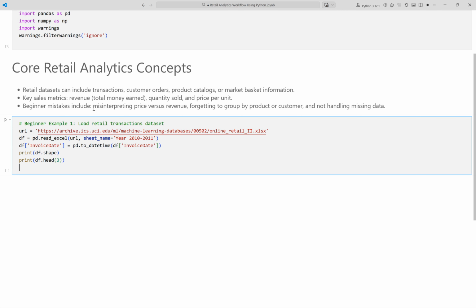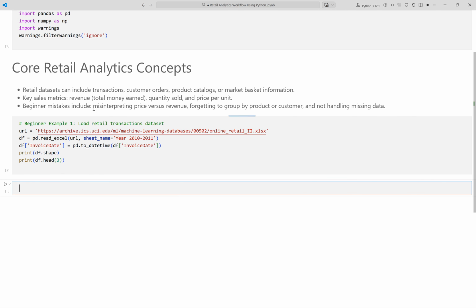Running the cell now. This output shows the initial loading of a large retail transactions dataset, with over 540,000 rows and 8 columns capturing key sales details like product codes, quantities, prices, and customer information. Notice the shape confirms a substantial number of transactions, while the preview reveals important columns to use later for calculating revenue and grouping by products or customers. This first step highlights the importance of properly importing and understanding the dataset structure before performing any sales analysis. Practice prompt: what columns from the retail transactions data would be useful for calculating revenue per order?